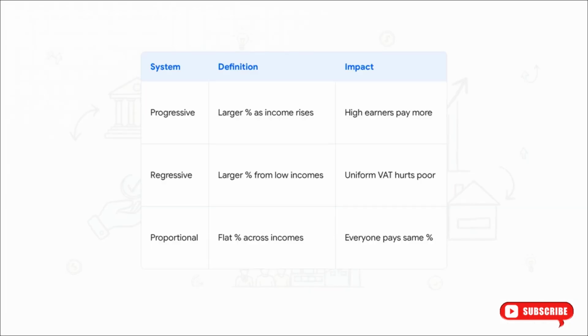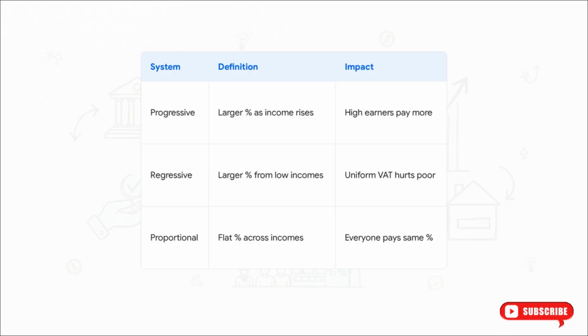Now, what's really crucial here is how these different tax systems actually impact different income brackets in society. We generally look at 3 systems. A progressive tax, like the income tax we just mentioned, means the burden increases right along with your income. Higher earners pay a larger percentage. Then you have a proportional or flat tax, which just takes the exact same percentage from everyone across the board.